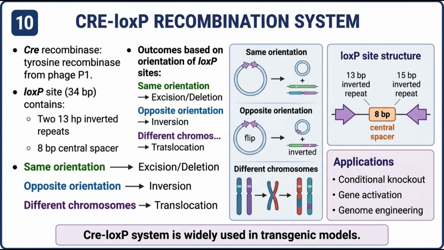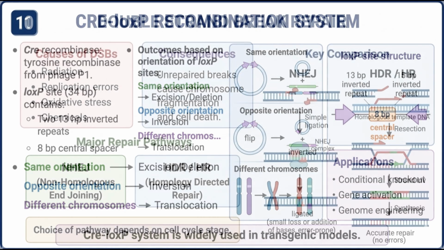The orientation of loxP sites determines the recombination outcome. If loxP sites are in the same orientation, the intervening DNA is excised. If they are in opposite orientation, the DNA segment undergoes inversion. If loxP sites are located on different chromosomes, translocation can occur. Cre-loxP technology is extensively used for conditional knockout generation, tissue-specific gene deletion, and genome engineering.